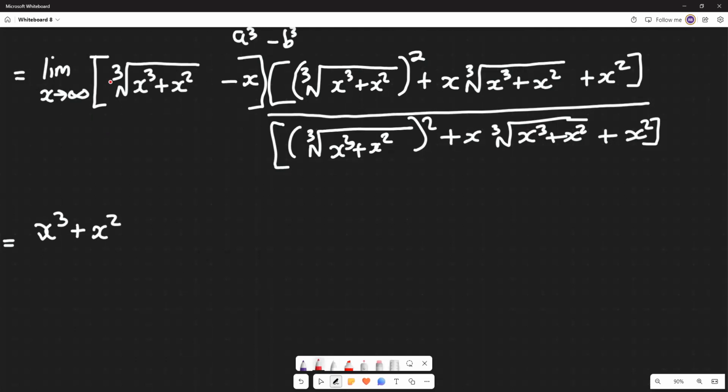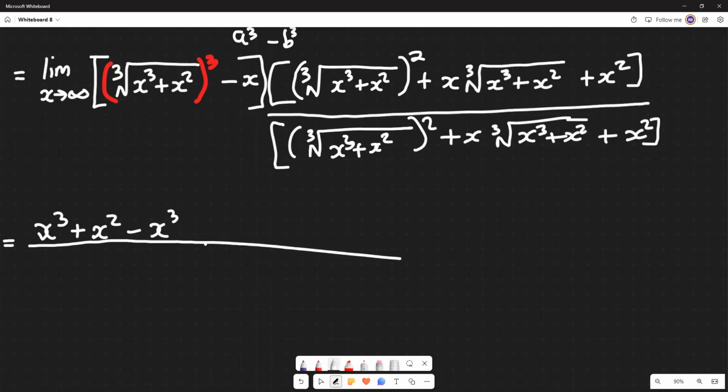Okay, let me show you. Remember, a cubed is basically this cubed, so this 3 will cancel that, and you're left with the inside basically. Then you're going to minus b, remember I said our b is x. So we have x cubed here, so minus x cubed. That is our top, we're done.